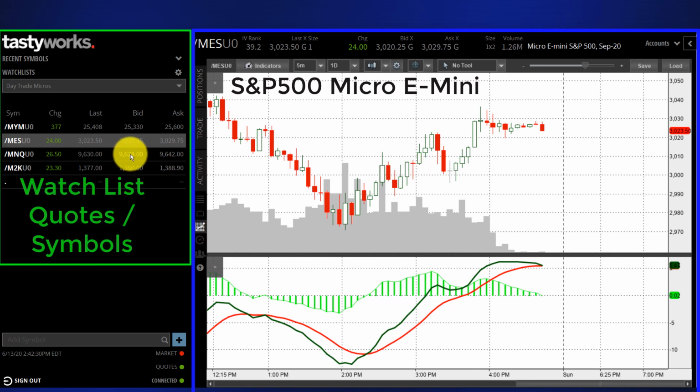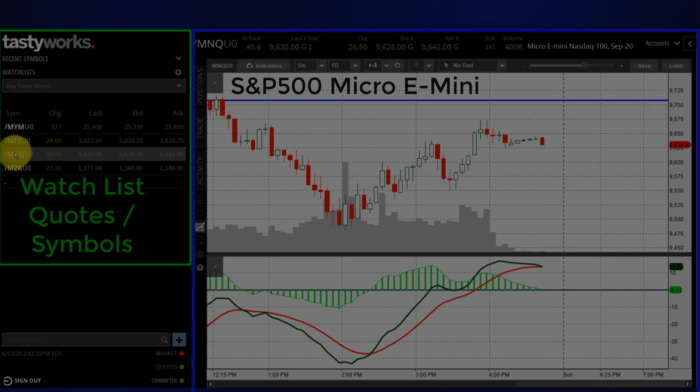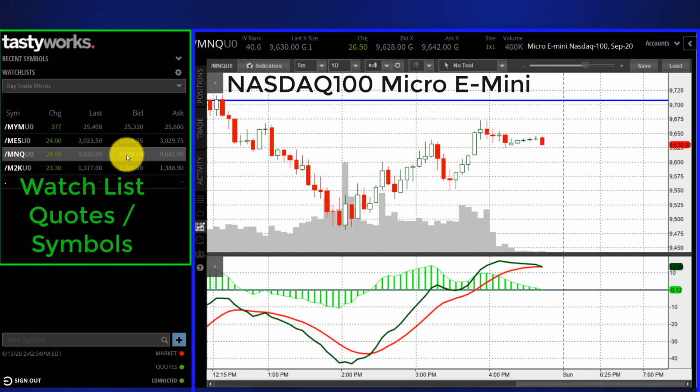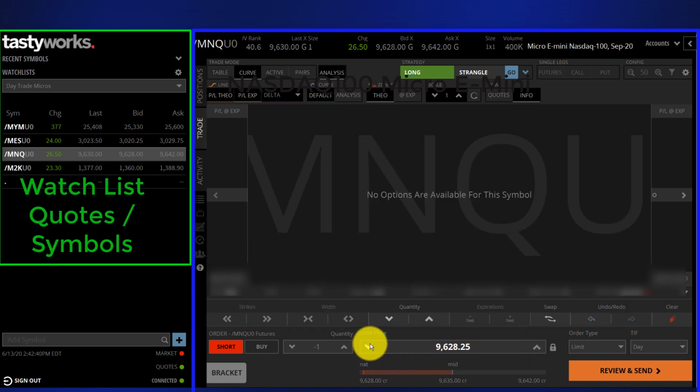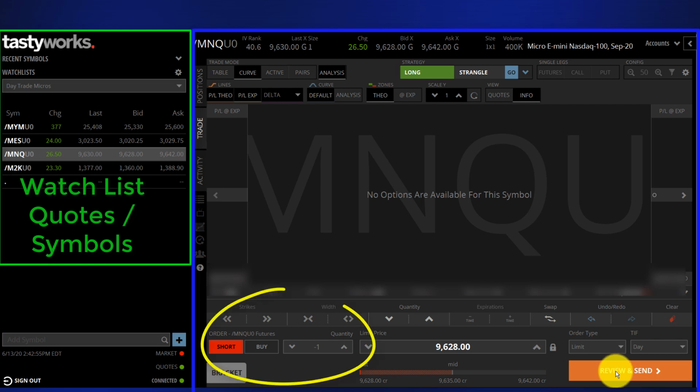Now, if you want to sell something, I'm going to go back to the NASDAQ 100 here. If you want to sell, just click on the bid price, and it fills it in for you. Don't like that price, you want to sell it at a different price, you can toggle up and down, or you can type in a new number. And this review and send, you have to click it twice before you send an order, so you won't accidentally send an order by just clicking once. You'll see that orange box down there, so when you click that, make sure you intend to send a trade.